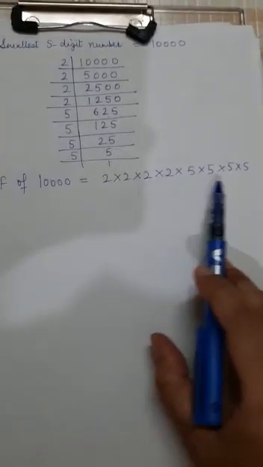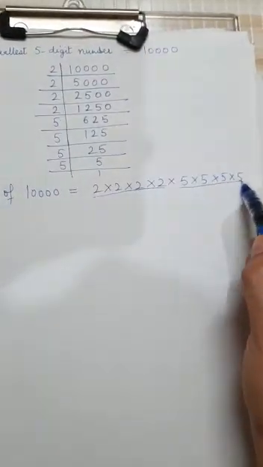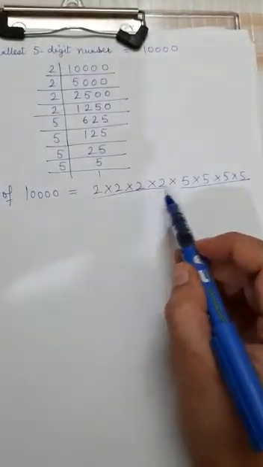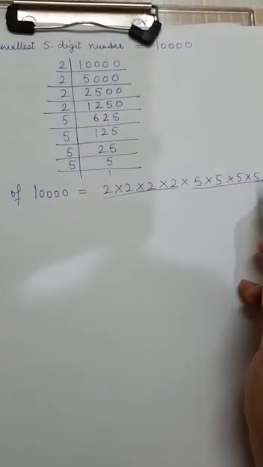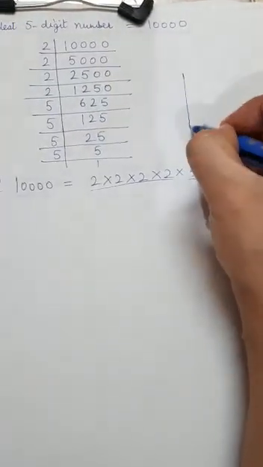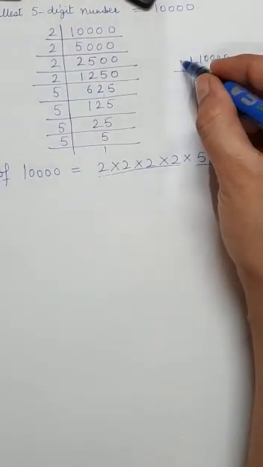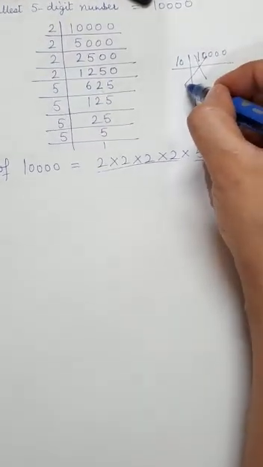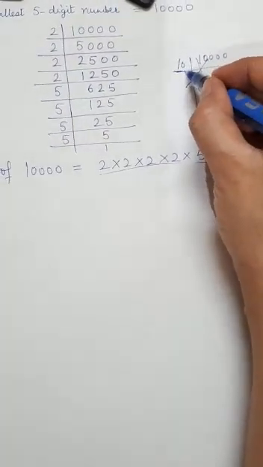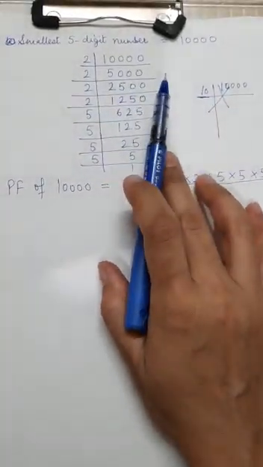And why is this called prime factorization? Because all the factors which we have got here are prime numbers. If you divide 10,000 by 10, then it will be wrong, because 10 is not a prime number, and we have to find out prime factors of 10,000.